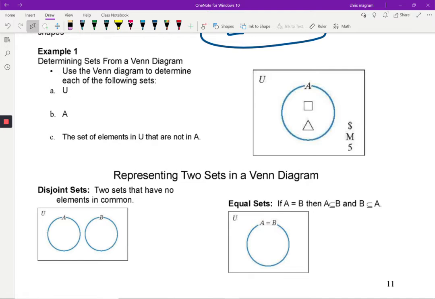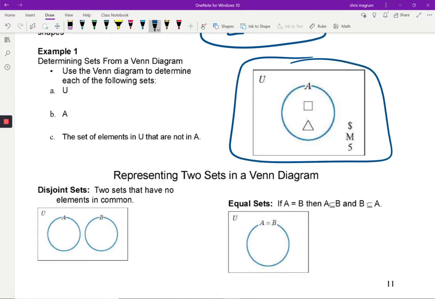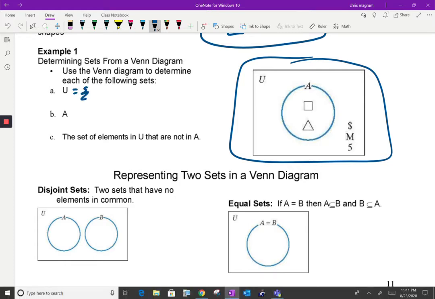Alright, example 1. Determining sets from a Venn diagram. Use the Venn diagram to determine each of the following sets. So here's our picture. U is everything. So in the universal set, what do we have? I'm sorry, my brace there for my set looks kind of bad, but we'll deal with it. Okay, inside of A, ignore the U and the A. Those are the names for the specific sets: U, the universal set, and A, this set. So we don't talk about those, but what's inside of A?